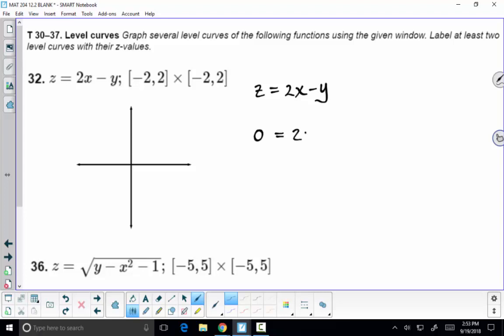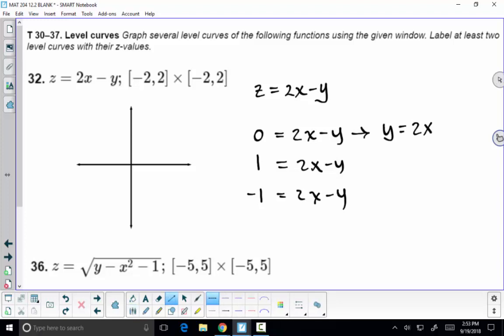So here's what I would do. I would plug the level curve in for z equals 0. So that's the constant 0. Plug in for 1. Maybe plug in for -1. So you just pick a few. We picked a few z values. So this level curve is going to correspond to the actual intersection with the xy plane of the surface. So that will be the line y equals 2x. So this is for the level curve z naught equals 0.